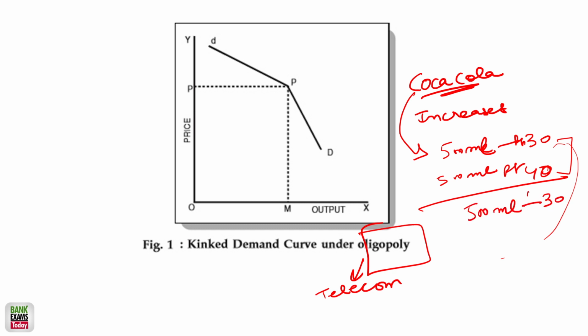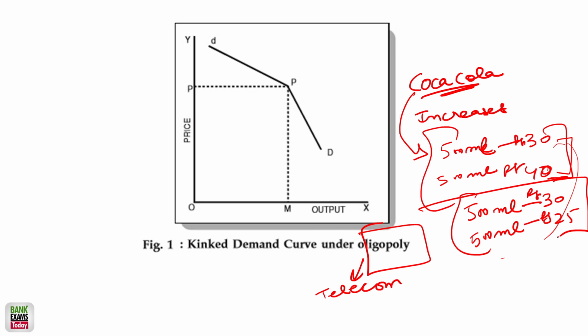its price, the Pepsi is going to follow it. The Pepsi is going to decrease the price to 25 as well. So what happens at this point of time when Coca-Cola increased the price, the change in price has huge impact on the demand, while at this point when the price decreases, it has less impact on the demand because the competitor is going to follow you.